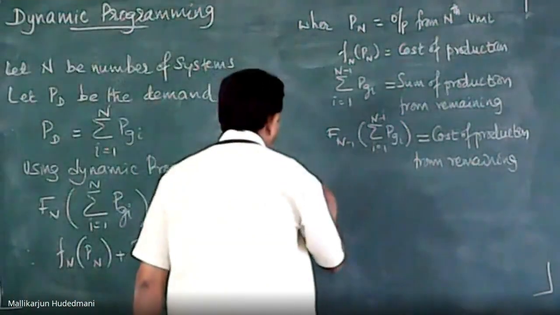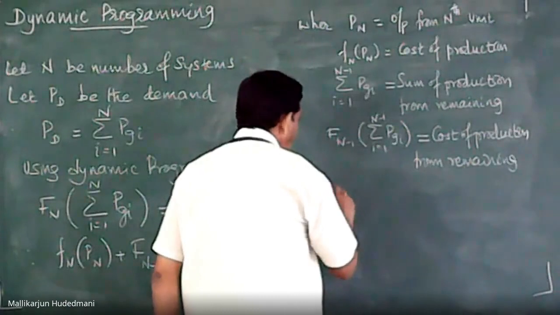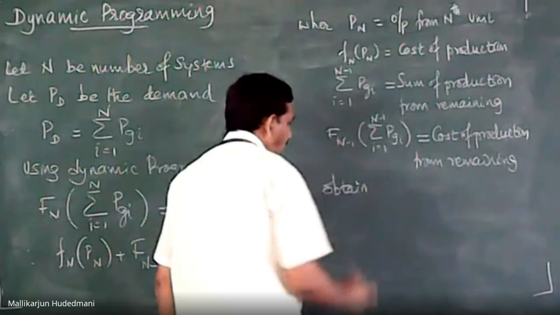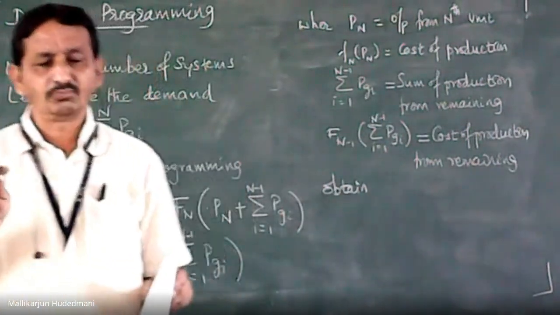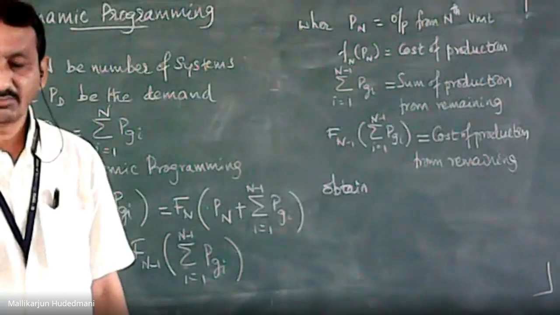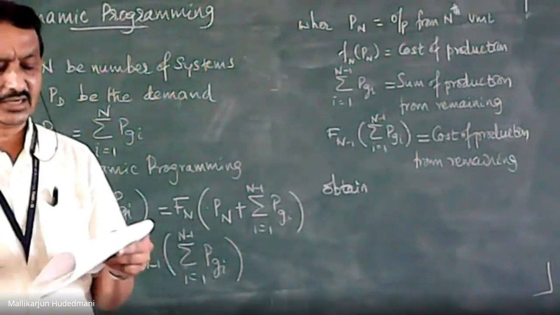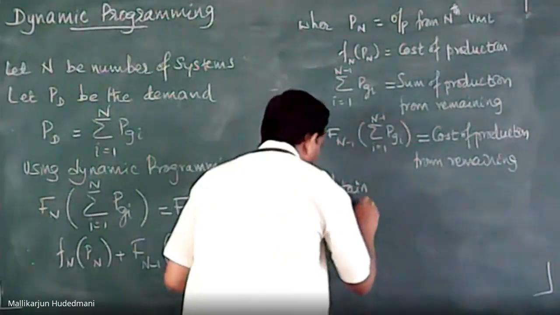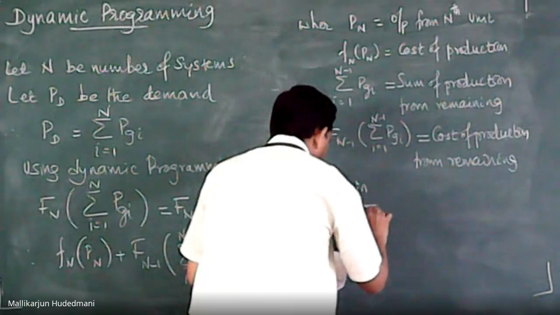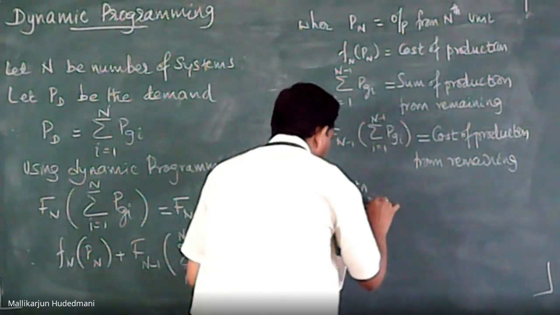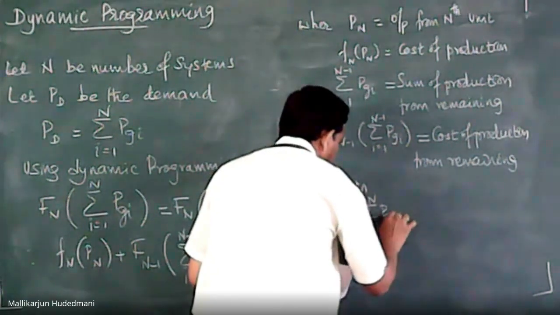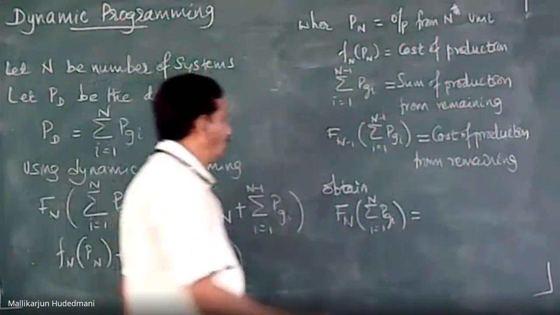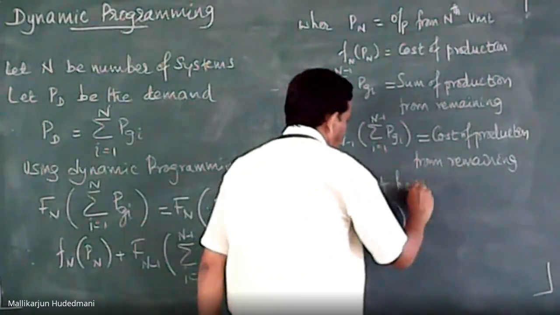Therefore, I write here, obtain the minimal cost of production for the megawatt PD from all these generators be like this. Obtain Fn. Let me write here. Fn, summation i equal to 1 to n, PGi equal to. Obtain, and hence I write here.